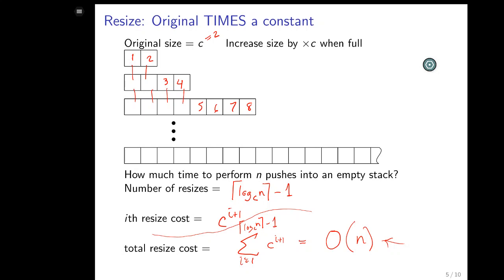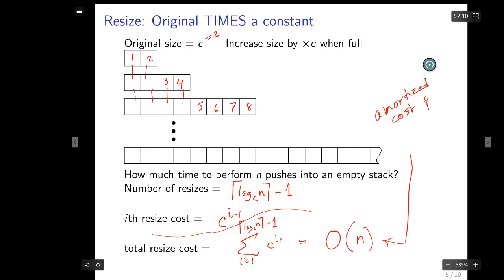So this means that the amortized cost per push is order one. Amortized is like spread out over all of the operations, amortized over all the operations. Does that make sense?